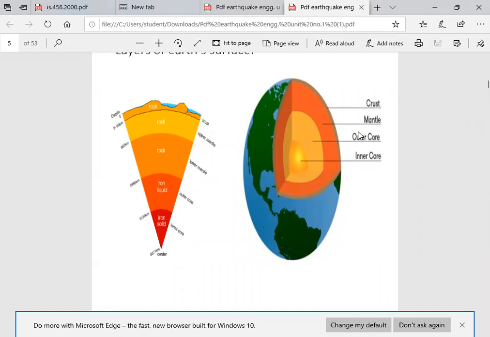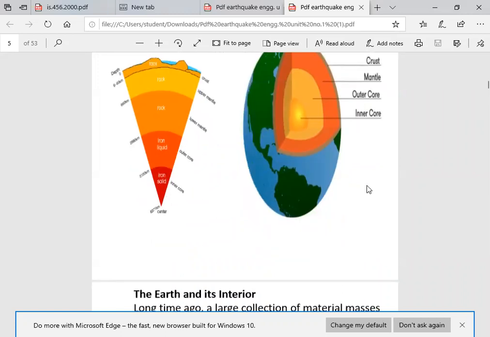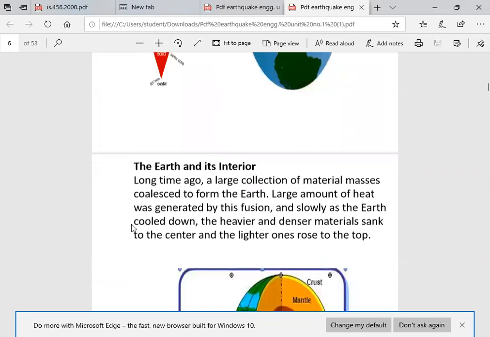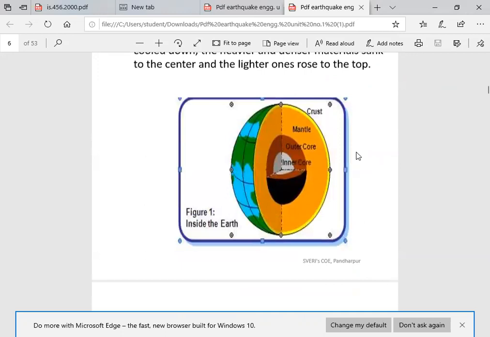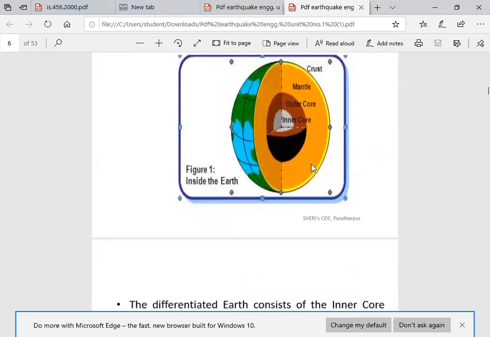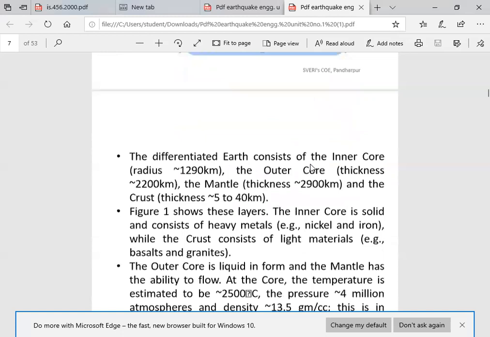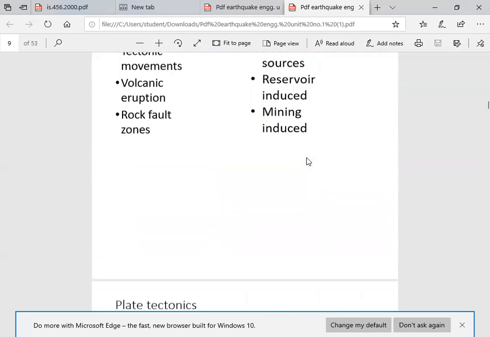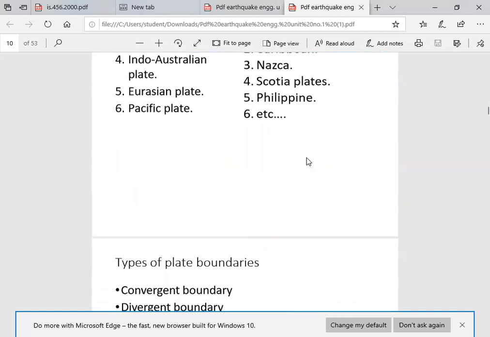Okay, in this way our earth is divided into these three layers. Long time ago a large collection of material masses coalesced and formed the earth, and this is the formation of the earth into three layers. So you should know these layers: inner core, outer core, then the mantle, and at the topmost the crust. Okay, in depth, that is not that important for you.